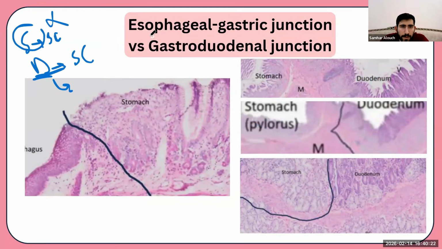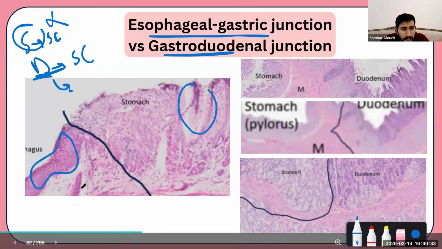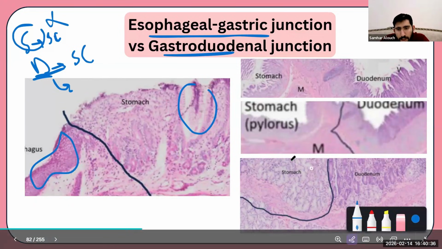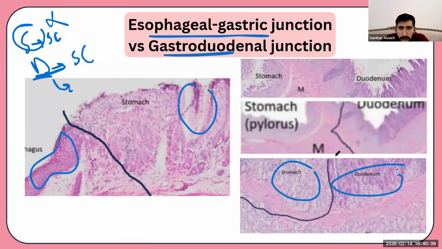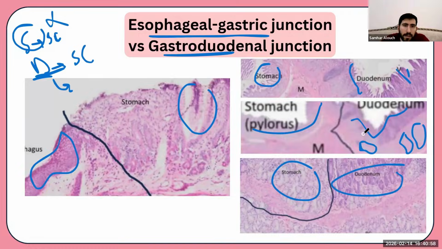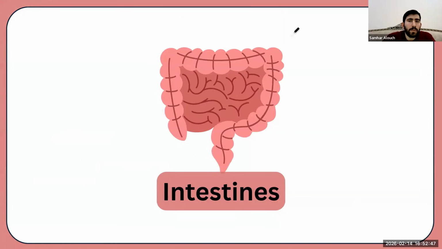Now, I want you just to differentiate between the esophageal gastric junction, or gastroesophageal junction, and the gastro-duodenal junction. As you can see here, it's a change from stratified squamous epithelium to simple columnar epithelium. This is going to be the gastroesophageal junction. Here, it's a change from simple columnar to simple columnar. That's the gastro-duodenal junction. Also, it's changed from simple columnar to simple columnar with villi and very big submucosal glands. That's the gastro-duodenal junction. All right, now we will talk about the intestine.